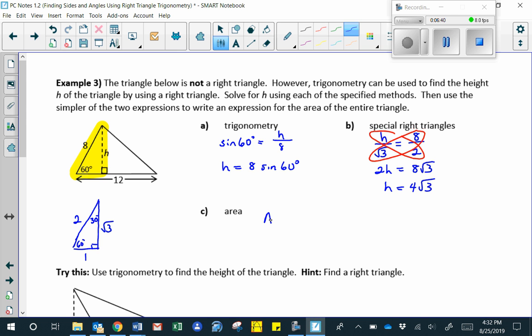So the area of a triangle, as we know, is 1/2 times base times height. The base of this triangle is 12, and the height, which is perpendicular to it, is 4 times the square root of 3. 1/2 times 12 is 6, times 4 is 24, times the square root of 3. So our area is 24 times the square root of 3.